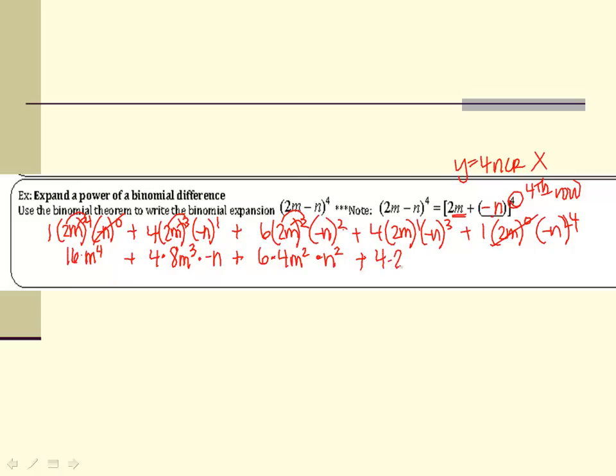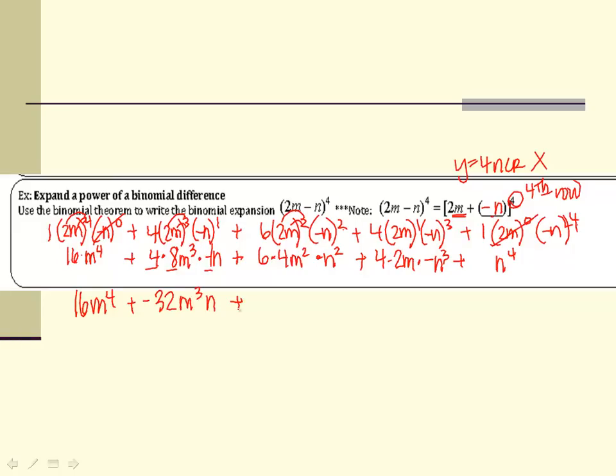I've got 4 times 2m. Negative n cubed is a negative n cubed. And last but not least, when you raise a negative to an even power, it turns positive, so I have an n to the 4th. Now I'm going to write my answer. 16m to the 4th. I take 4 times 8 times -1 and get -32, m cubed with an n.